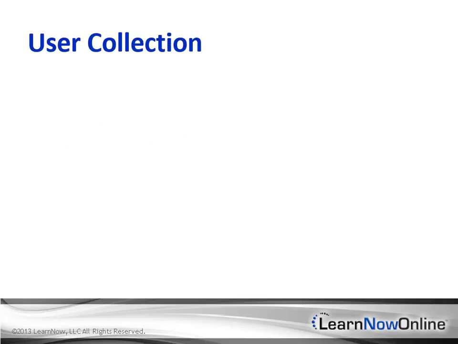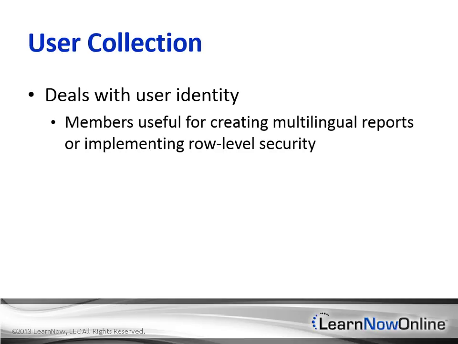All right, next one I want to talk about is the user collection. This is a global collection that deals with user identity. And it has members that are useful when you create multilingual reports or you need to implement row-level security, as just a couple of examples. So there's two items within this collection. One is language, and this returns a string that contains the language of the user running the report. So for example, for United States English, it's going to be equal to EN-US. And there's various other combinations for pretty much all languages in all countries around the world.